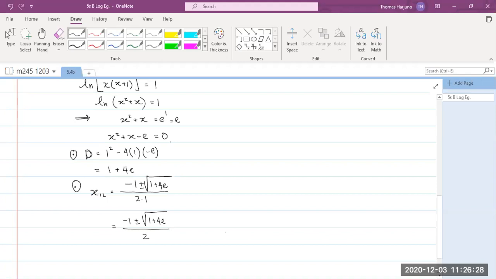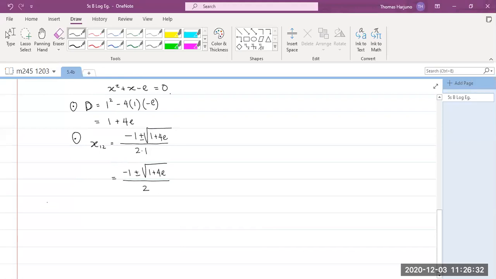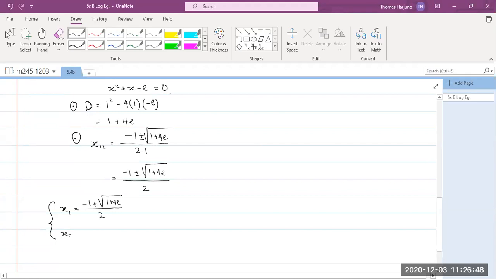2. Now don't forget, in the past I said if you solve it using formulas, even by completing the square, I need you to split it. So x1 equals negative 1 plus square root of 1 plus 4e over 2, and x2 equals negative 1 minus square root of 1 plus 4e over 2. Now, we are not done yet.